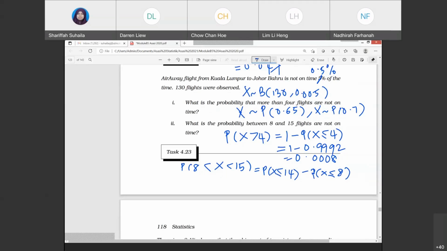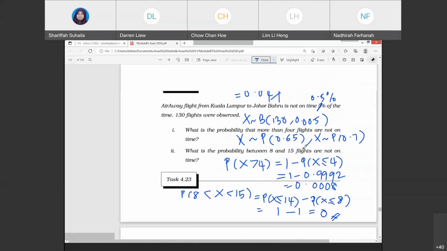So lambda 0.7. Probability X less than equals to 14 should be apa? 1. Minus probability X less than equals to 8, also 1. So then you get 0 lah, dalam case ni. Because the value dalam table kamu, K equals to 6 tu dah 1. So that's mean in this case you have 1 minus 1 which is 0 probability. Okay, any question for this one?